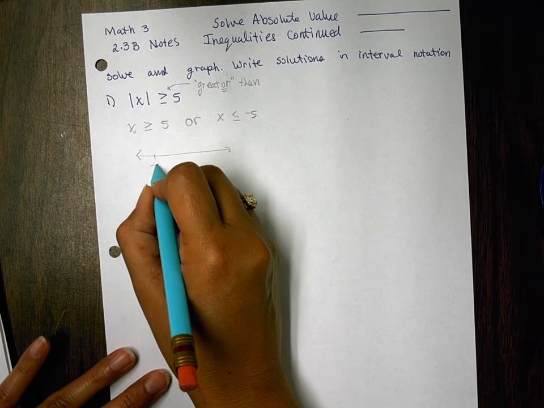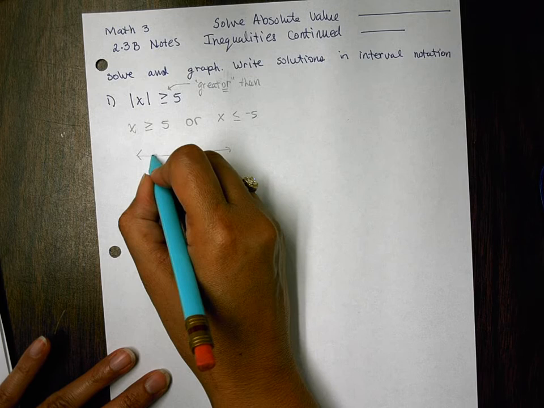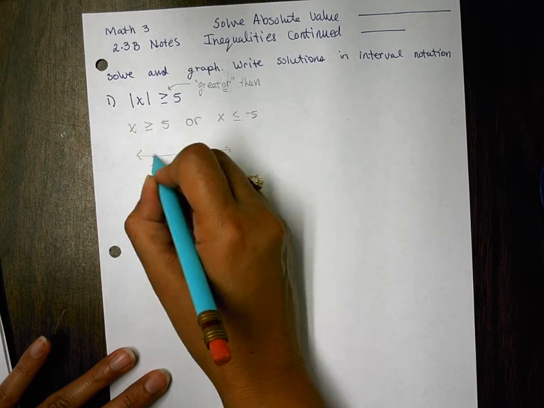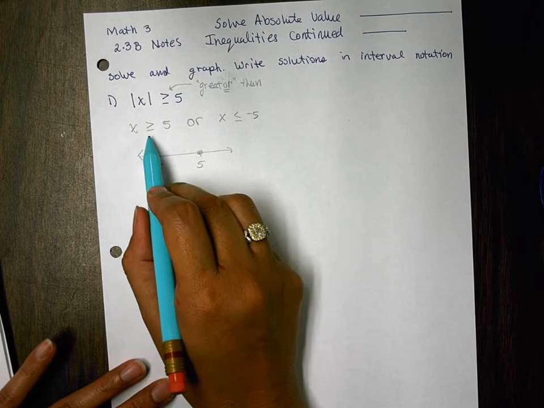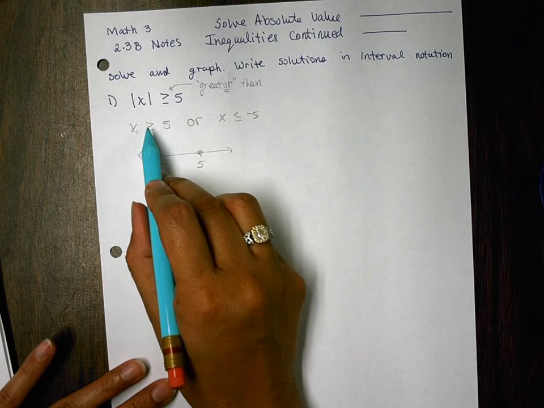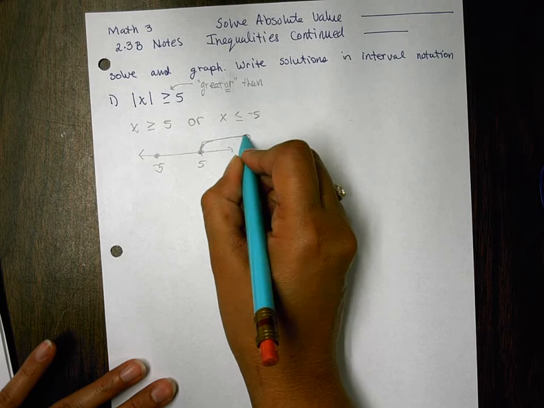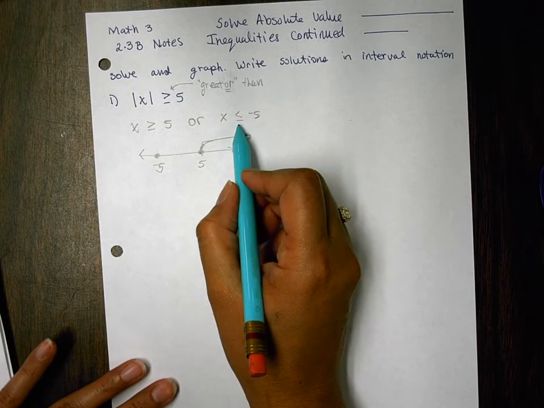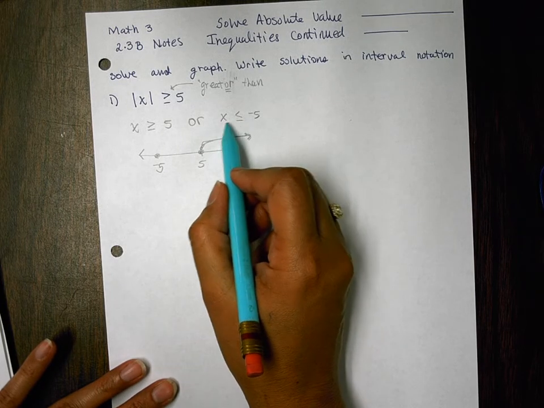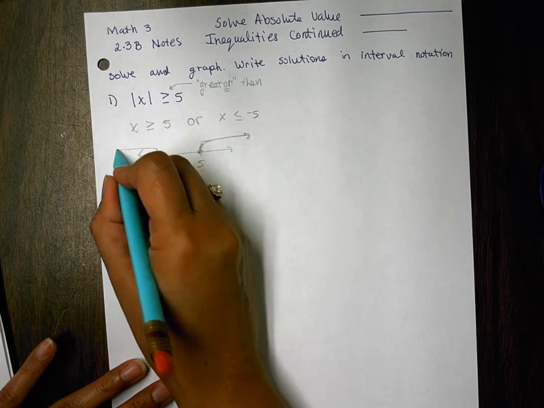-5, the smaller number always comes on the left and the larger number always goes to the right. They're closed circles because of the equal bar. This is wanting me to graph everything greater than or equal to 5, so that's everything that way of 5. This one is asking me to graph everything to the left of -5. x is less than or equal to -5. So it goes that way.